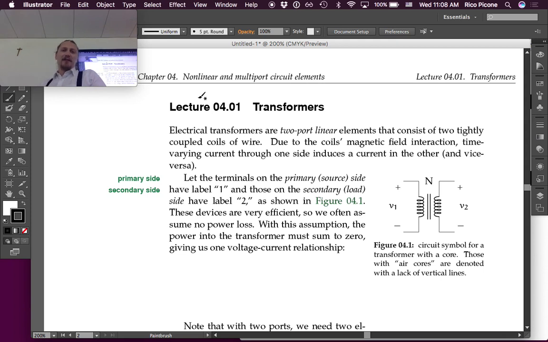So transformers are two-port linear elements that consist of two tightly coupled coils of wire. What do I mean by two-port? It has 4 terminals, and we consider 2 terminals together to be a port, so 4 terminals gives us a 2-port element.